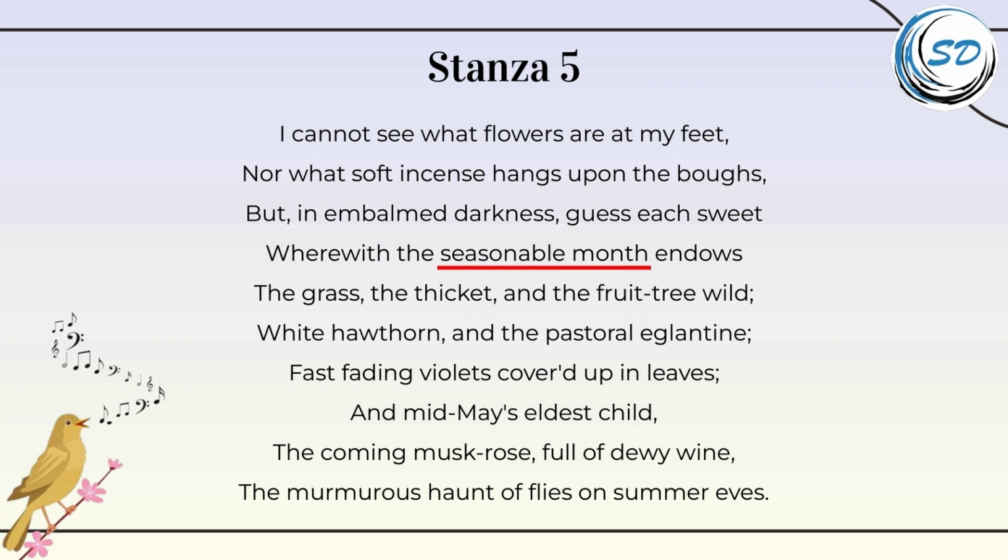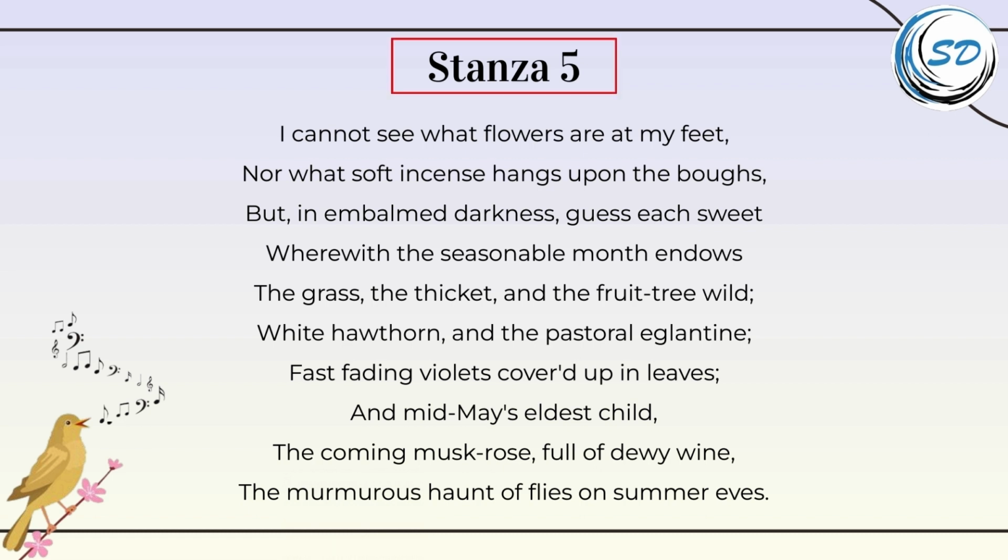Seasonable month refers to the specific time of the year when certain flowers bloom and thrive. Endows means to provide or grant. Pastoral refers to a rural or countryside setting. Eglantine is a type of wild rose with fragrant pink or white flowers. Mid-May's eldest child refers to the first and most mature blooming rose of the season in the middle of May, often considered the epitome of beauty and youthfulness. Murmurous means filled with or characterized by murmurs.